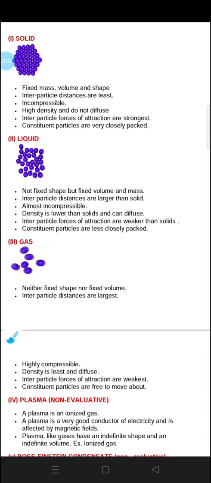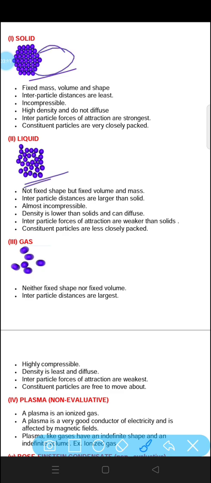Now let's talk about liquid. If you differentiate with the help of the diagram, in solids the particles are very closely packed, whereas in liquid, there is some space between them. They do not have a fixed shape, but they have fixed volume and mass. In the case of solids, the shape was also fixed, but here shape is not fixed, but volume and mass are fixed. Interparticle distances are larger. It is larger than in solids, as we can see with the help of the diagram.